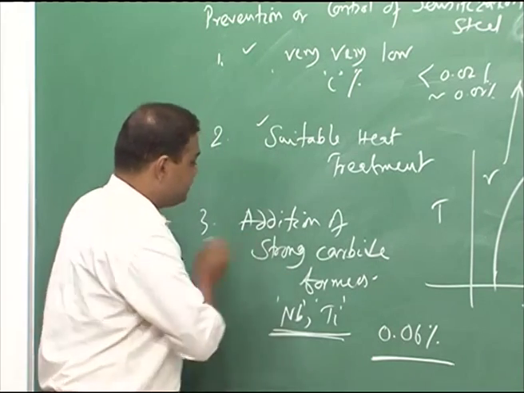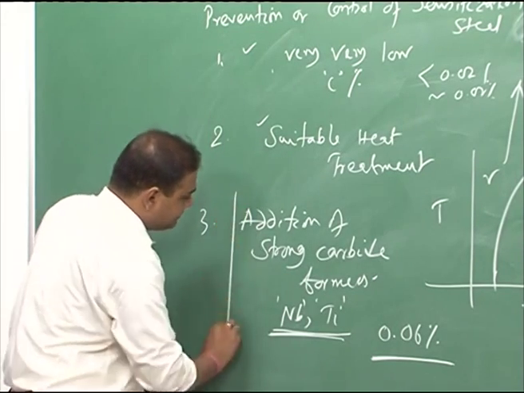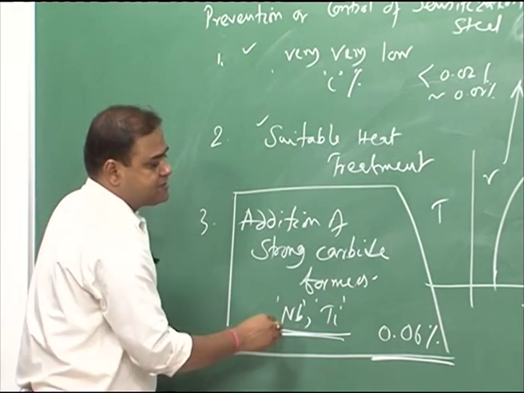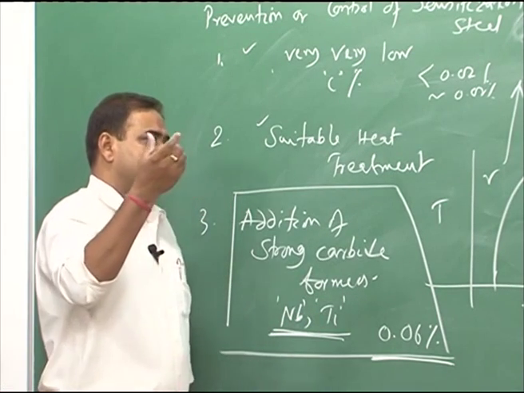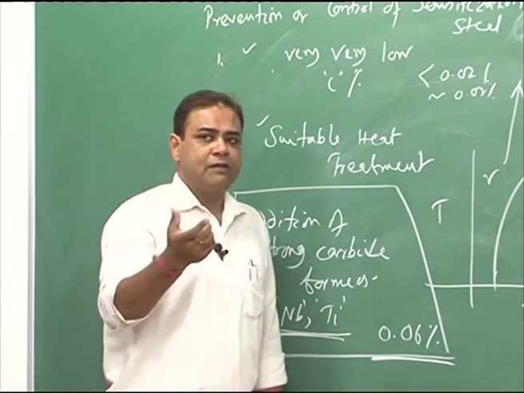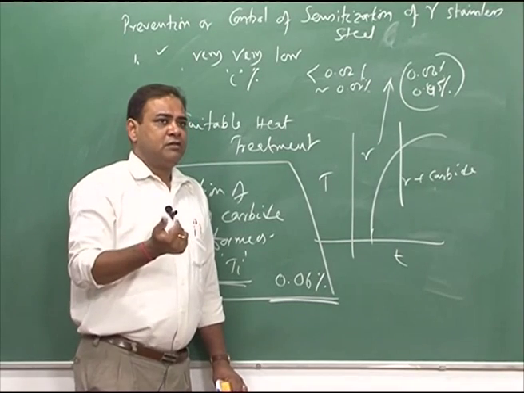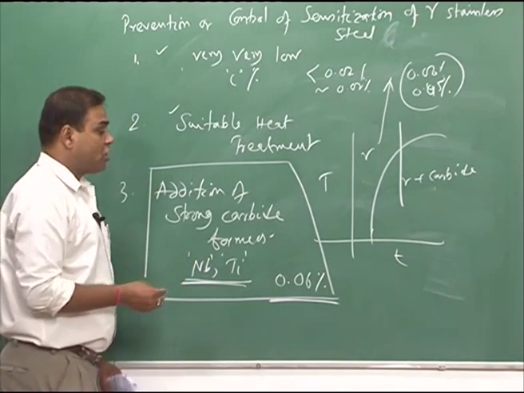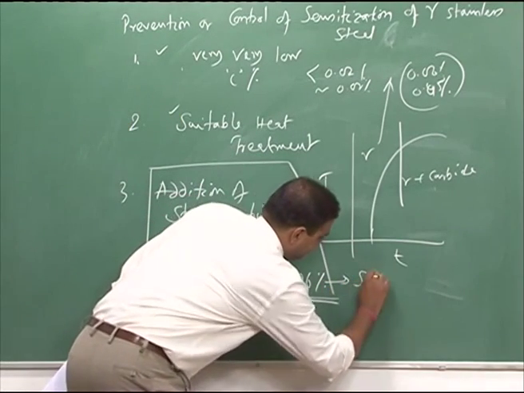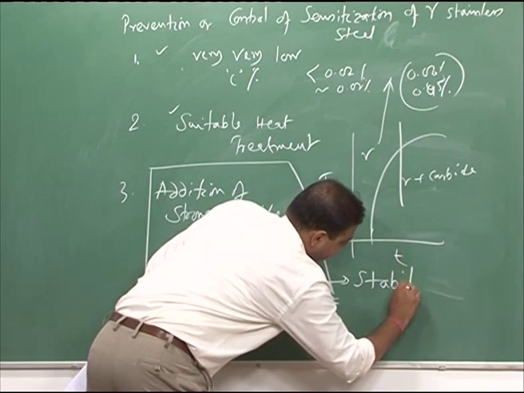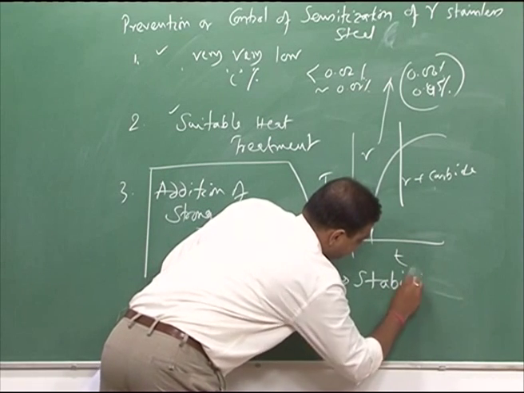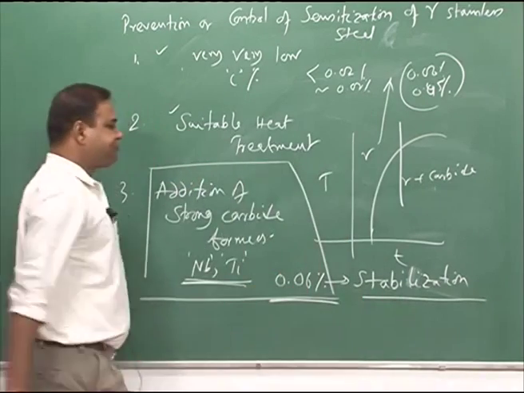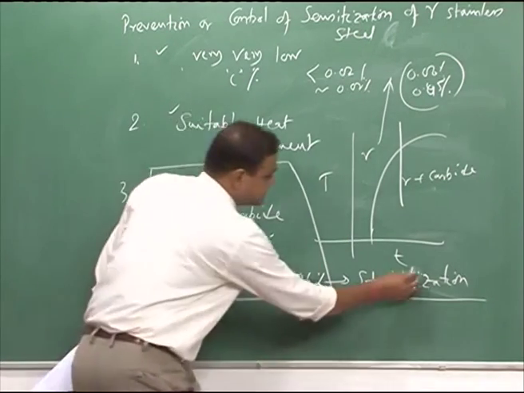So, this is one issue. Now, when you add these alloying elements, they form carbides and take care of those carbons that would be available for chromium carbide formation. So, this process is called stabilization.